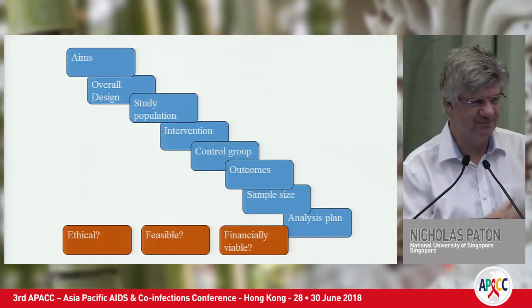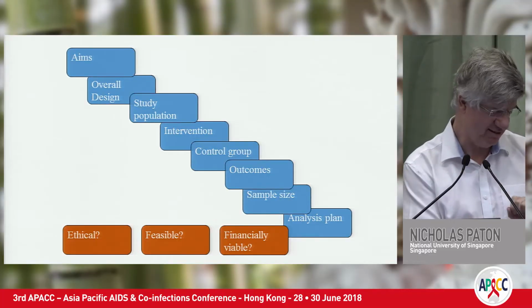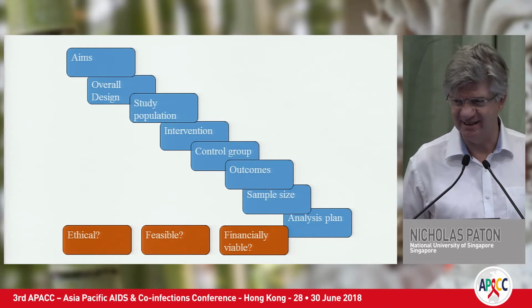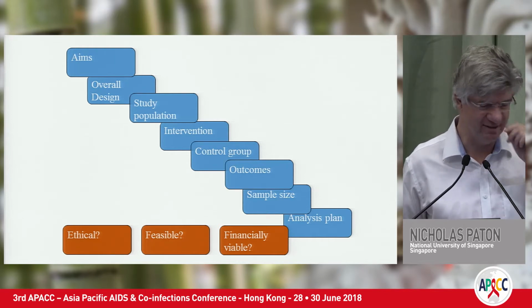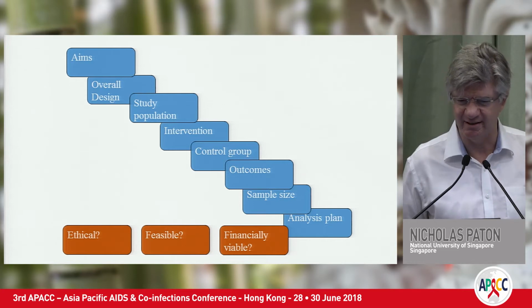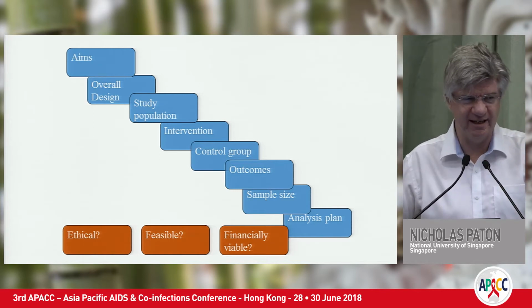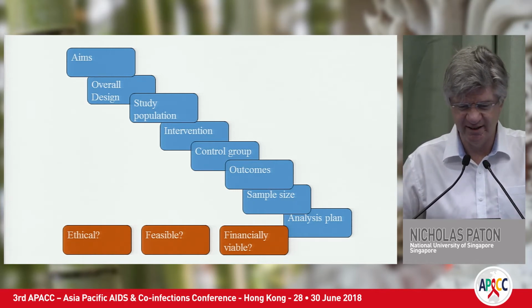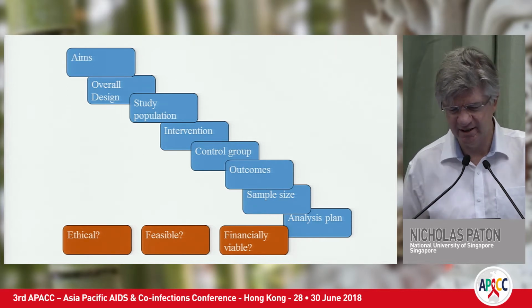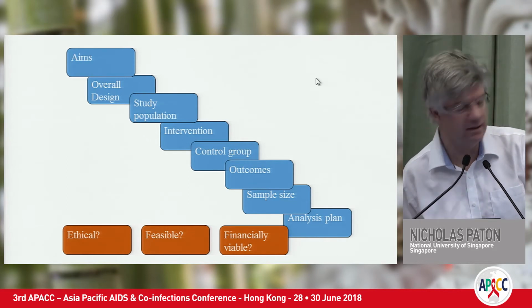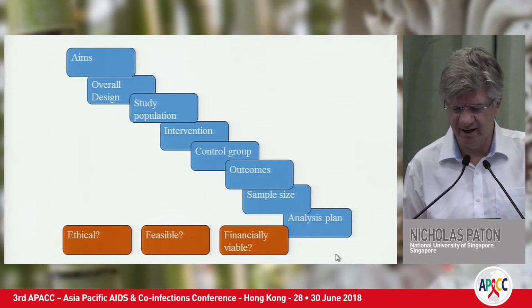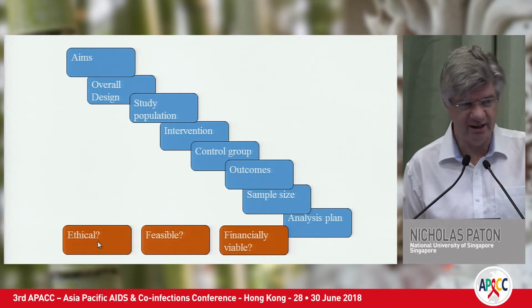Now I'll go through how to design a clinical trial, the fastest ever, right? These are the principles, the things you have to think about. Then we might go back to the questions. So this is most of the big things you have to think about in designing a clinical trial. You have to think about the aims, the overall design, study population, intervention, control group, outcomes, sample size, analysis plan, bearing in mind the whole time: whatever you put in there, is it ethical, is it feasible, and is it financially viable?